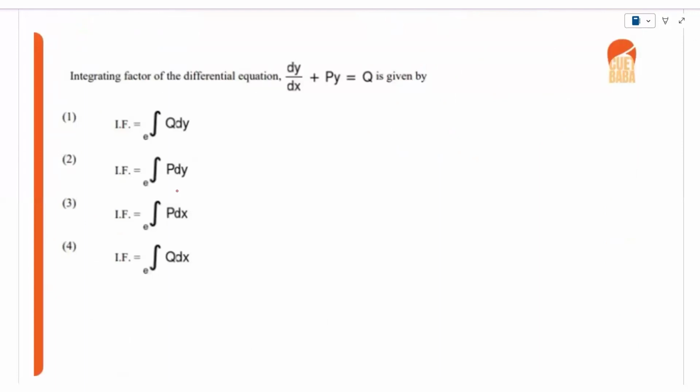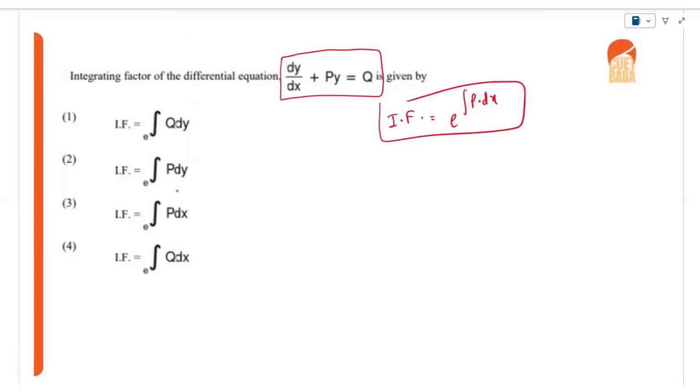Now, this is the first order linear differential equation. So for that, we calculate the integrating factor. So integrating factor is equals to e exponential integral of p dx, right? Because the differential equation is in terms of dy by dx, so that's why. So third is the correct option.